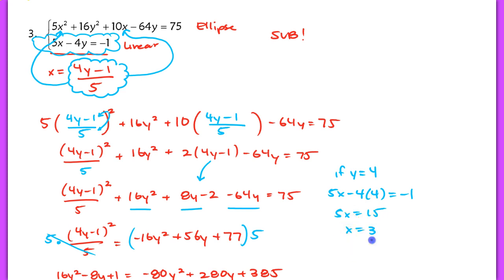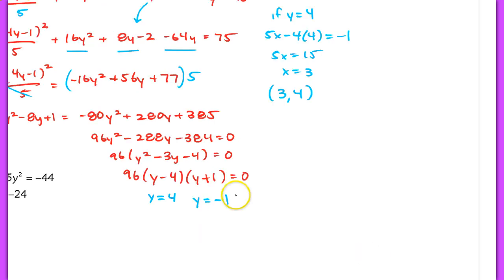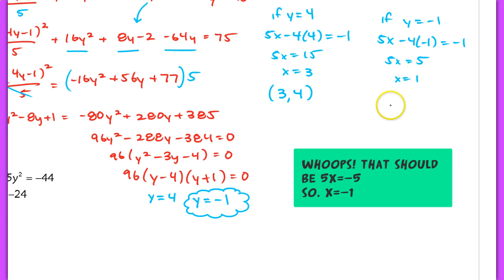So this is not two solutions, it's just one. And when we interpret this, we end up with one point, and the coordinates of that point are (3, 4). Alright, remember, we also have another value for y here. y can also equal negative 1. So let's let y equal negative 1. In that case, 5x minus 4 times negative 1 should equal negative 1. And if we solve here, we end up with x equaling 1. So we have another point of intersection. That point of intersection will be the point (1, negative 1).